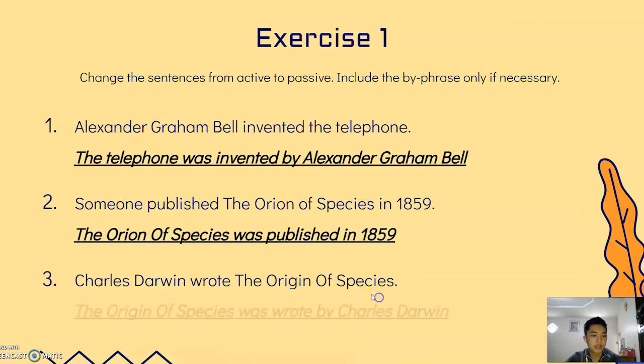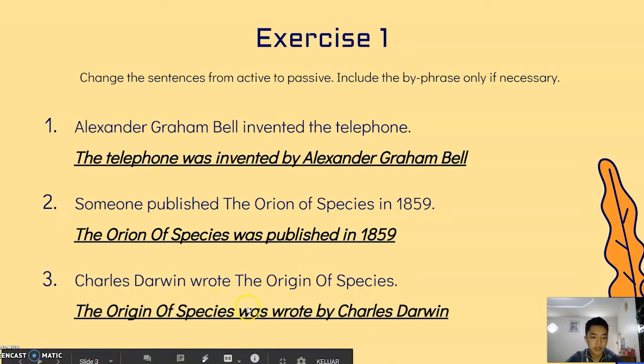The passive sentence is The Origin of Species was written by Charles Darwin. And here again we use the by phrase because it's necessary. We need to know who exactly did this action. It is Charles Darwin. Okay, so we go to exercise number 2.